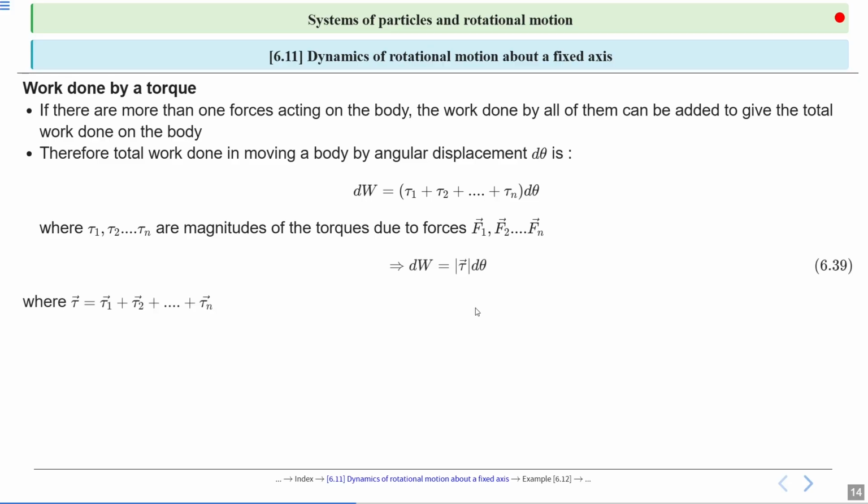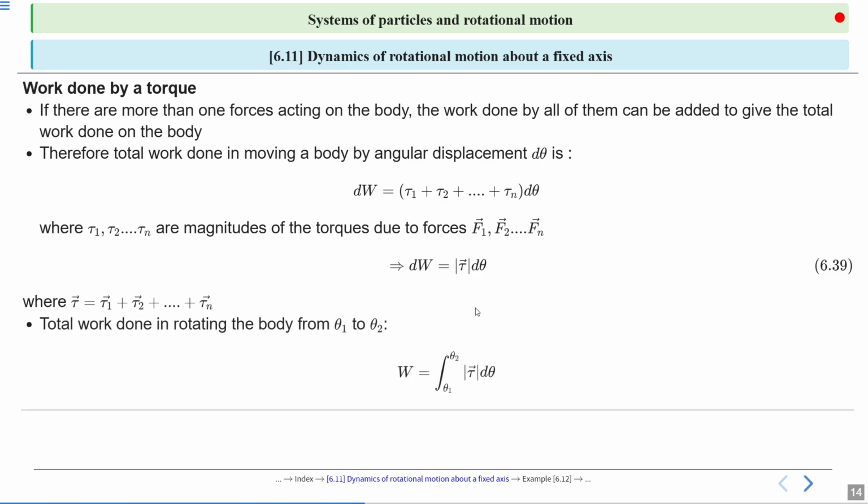So tau is equal to tau 1 plus tau 2 plus tau n. So sum of all torques. So total work done in the rotating body from theta 1 to theta 2. So that from angular displacement, the initial position is theta 1 and after some time the displacement changes, or we can say theta 1 to theta 2. So in that case, the total work done W is equal to integration theta 1 to theta 2 tau d theta.